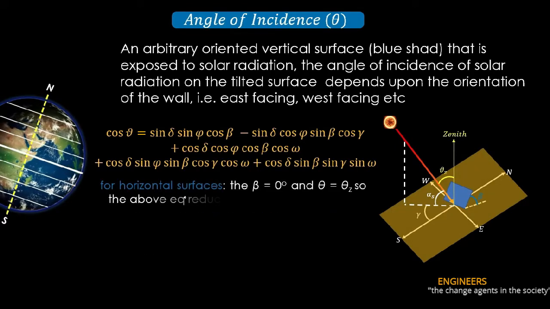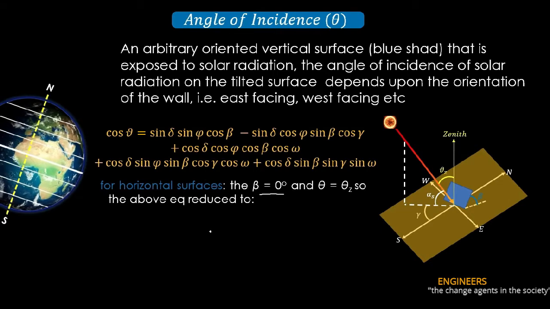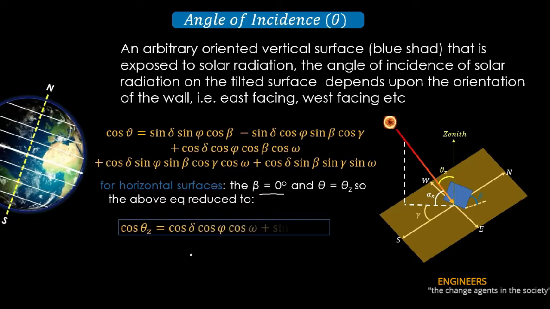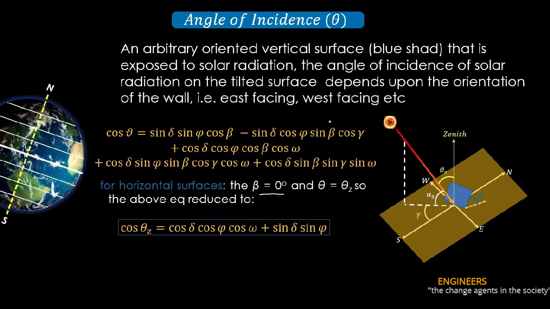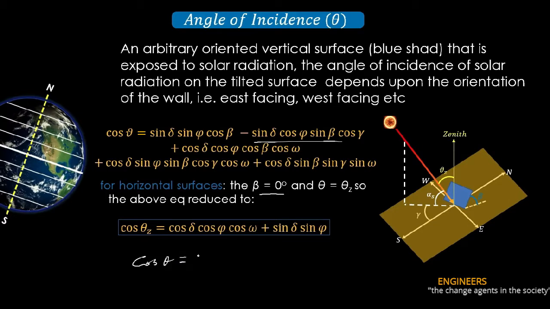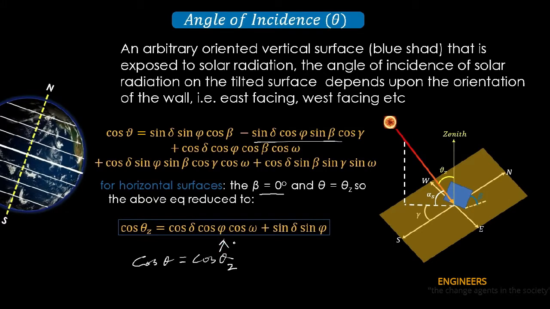For horizontal surfaces where beta is equal to 0, this general relationship is reduced to the zenith angle, which could be calculated by using this expression. We can see that the sin beta, once we use 0, this whole term is going to be 0. So we can say in that case cos theta is equal to cos theta z, the zenith angle. So we can use only this expression.